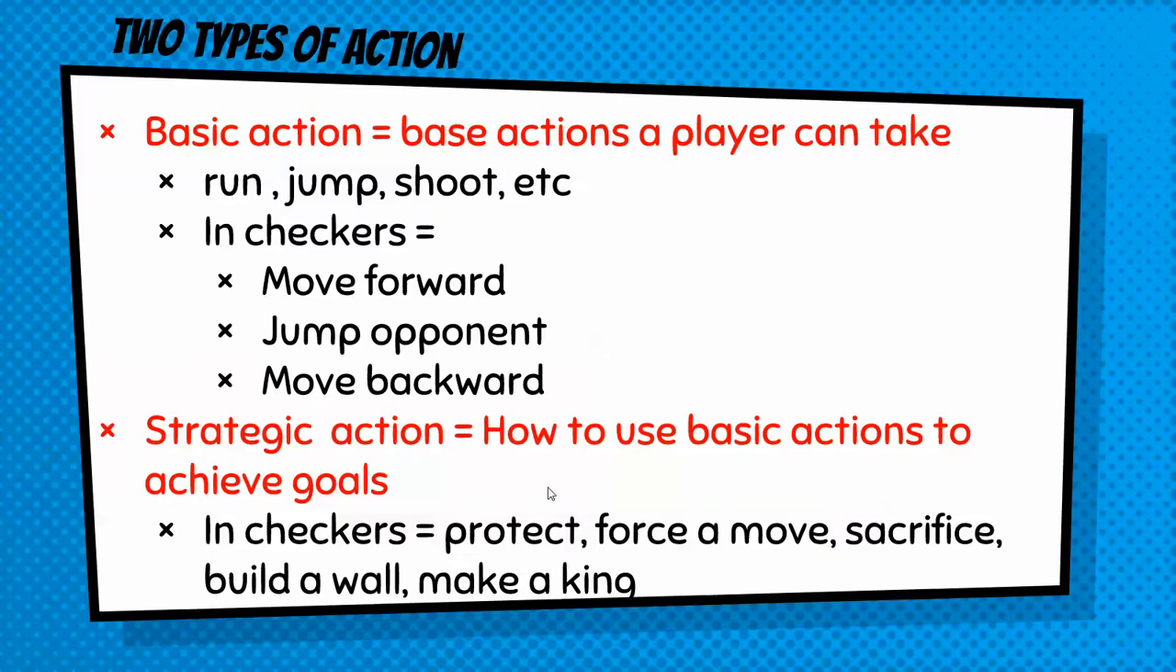You can move to force the other player to do an action they don't want. You can sacrifice a player or sacrifice a chip so that you can get the player to move somewhere where you want them to. You can move to get king. So there's all kinds of basic actions that turn into strategic actions, which are how to use the basic actions to achieve goals. Make sure you're writing down the stuff in red.